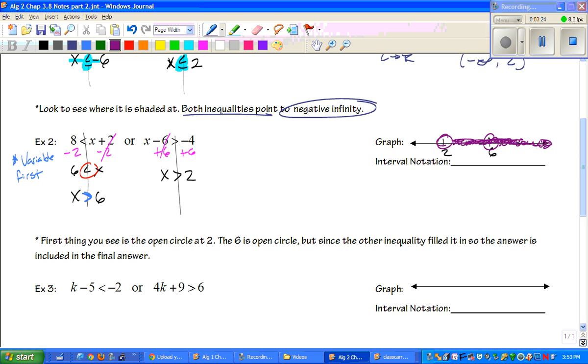Okay. But the first thing you see is the open circle at 2. The 6 is an open circle too, but since the other inequality filled it in, it's included in the answer. So that means when we write the interval notation, we're starting at 2, and it goes all the way to infinity, okay? This 6 got colored in, so now that's part of the answer.